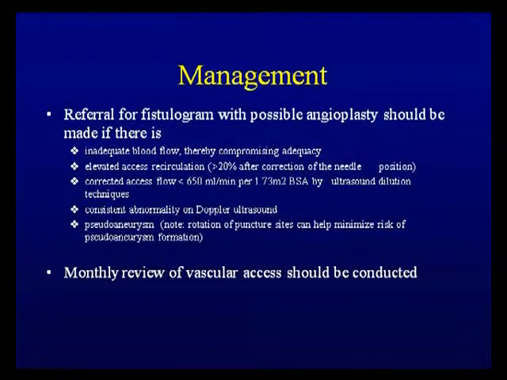And once you get into issues, these children should be quickly referred for fistulogram with possible angioplasty if there is inadequate blood flow, thereby compromising adequacy, elevated access recirculation of more than 20%, a corrected access flow of less than 650 mL by the ultrasound dilution technique, consistent abnormality on the Doppler ultrasound, or a pseudoaneurysm formation. Again, a monthly review of the access should be conducted.